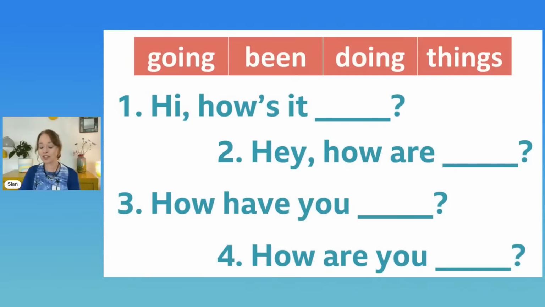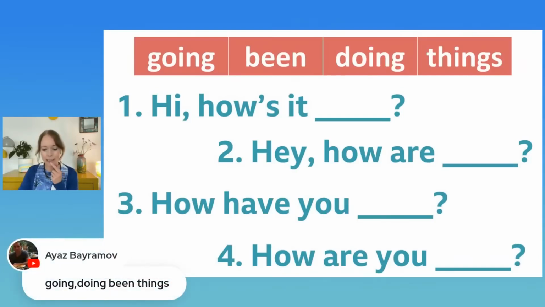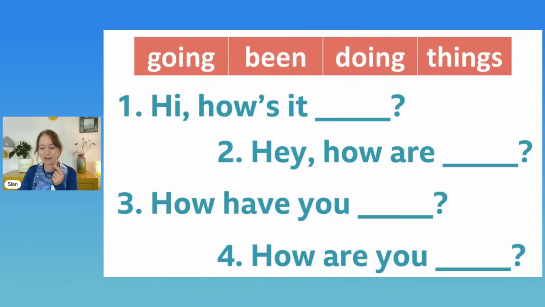Now, of course, you can just say, how are you? But English speakers don't use this all the time. We have different ways to say, how are you? Don't forget to give me your numbers. Jody says one is going. Going, doing, been, things. I think you've written them in order. Does everyone agree with that?